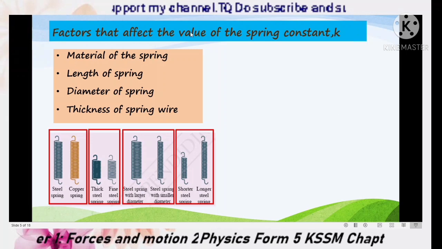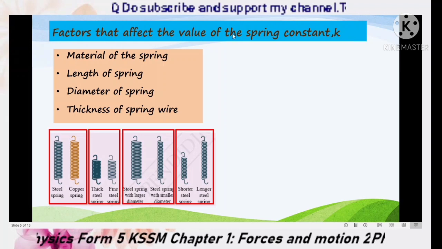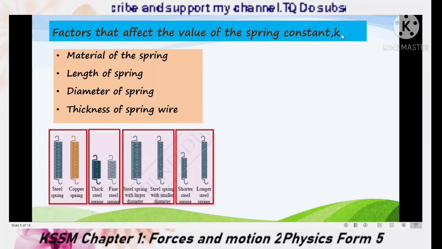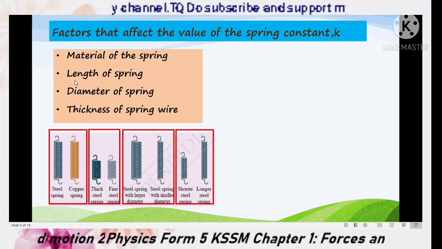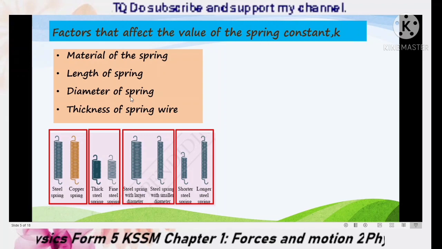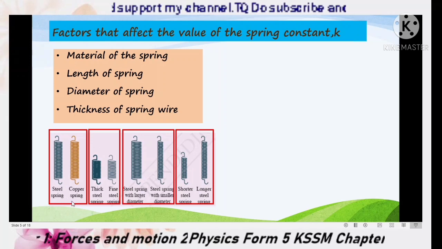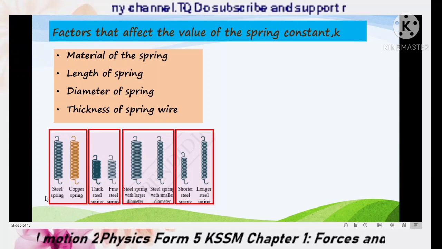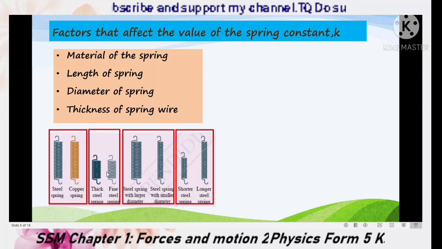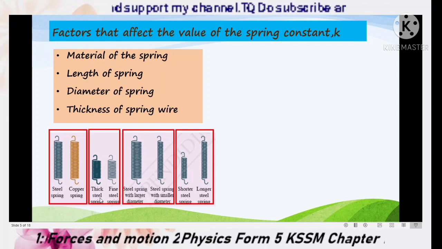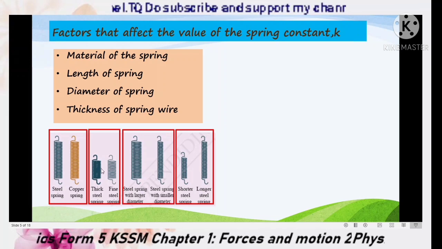Now we want to discuss more about the spring constant k. What factors affect the value of the spring constant k? There are 4 factors here: material of the spring, length of the spring, diameter of the spring, and thickness of the spring wire. You can refer to this picture. When we talk about material, maybe the spring is made of steel or made of copper. Second, about the thickness of the spring wire. The same material, steel, but we use different thickness of spring wire.